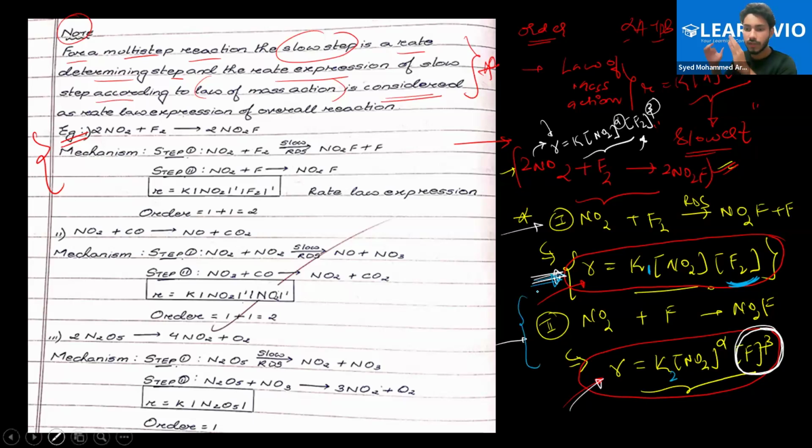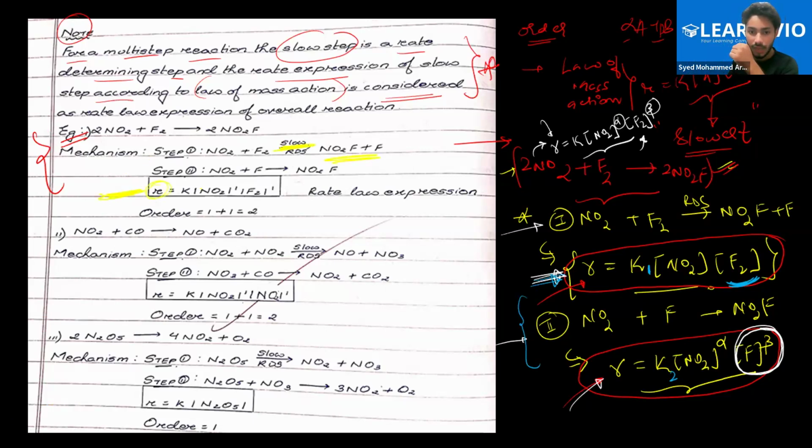I think you will get what we are going to do. Basically, this is what we need to study. What I have to tell you is that we have to apply the rate law, the law of mass action, on the step which is the slowest step. Understood? If you see in this example, this is my slowest step. In this slowest step, my rate law expression is applied.